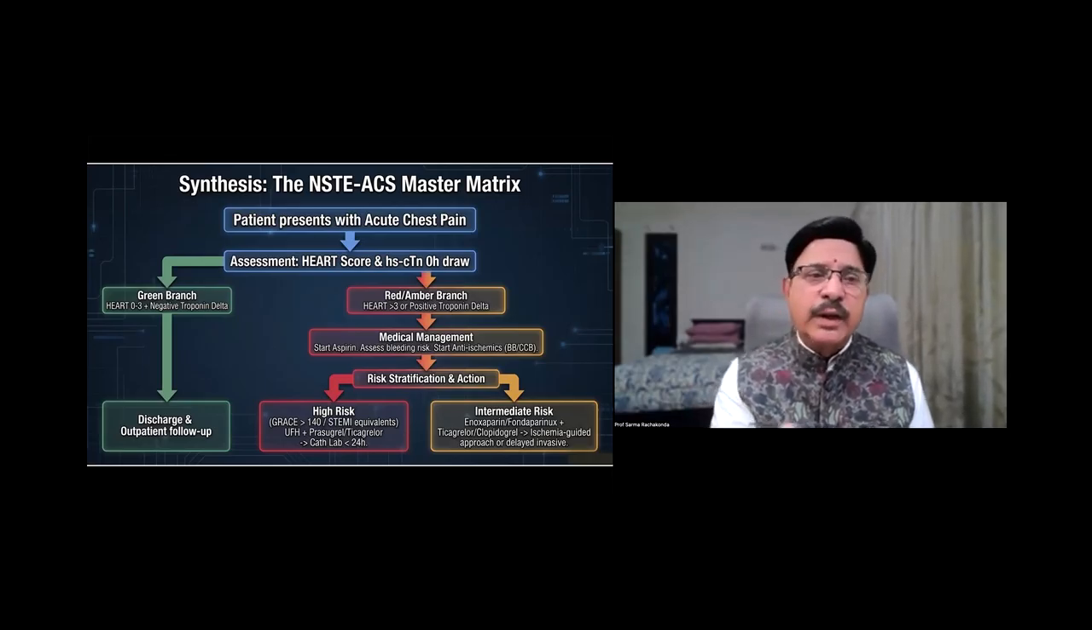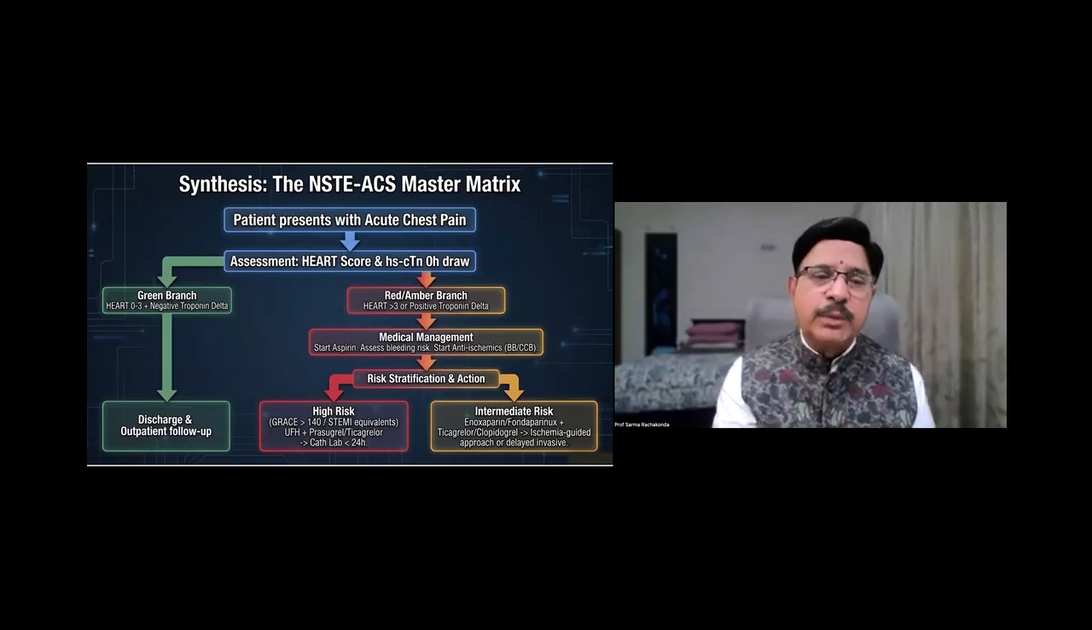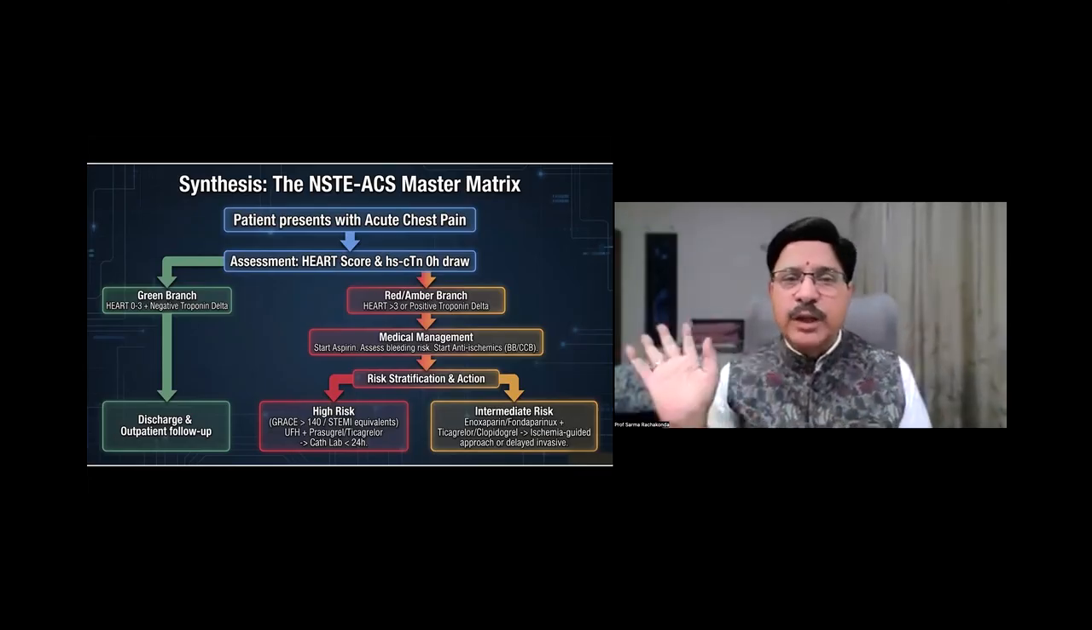You draw the green branch. The HEART score is 0 to 3. Basic troponin is negative. Delta is not yet available. Discharge with outpatient follow-up, the green channel.